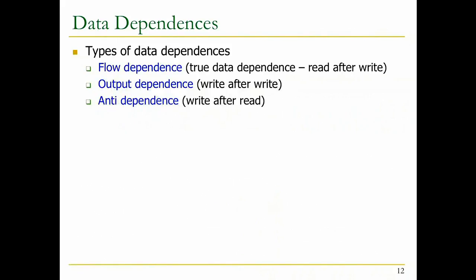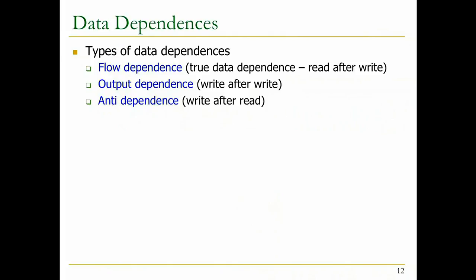Basically, there are three types of data dependencies, only one of which is really real. And the real one is really the flow dependence. It's basically a true data dependence. You have an instruction that needs a result after some other instruction writes that result. That's why it's called read after write.